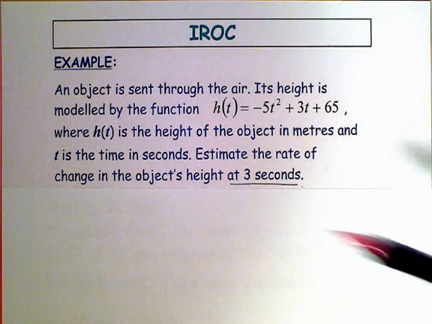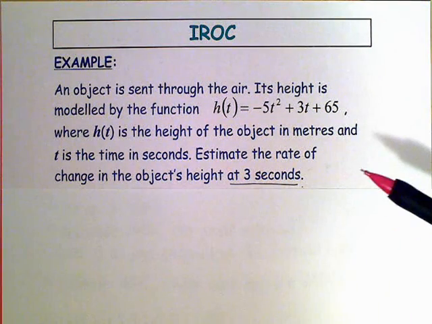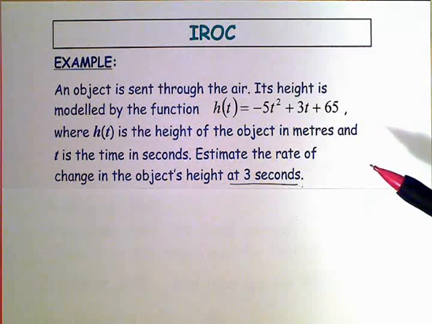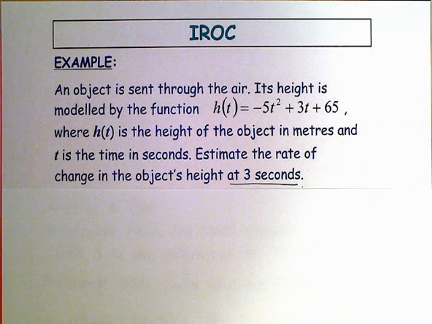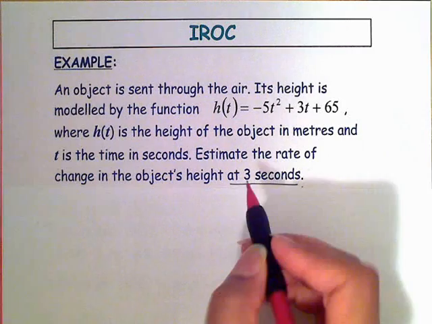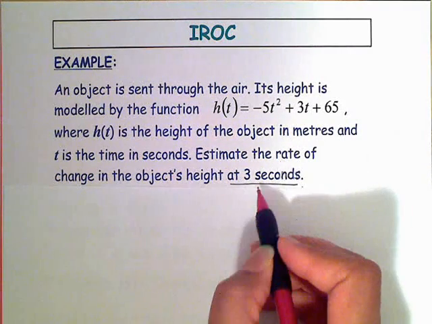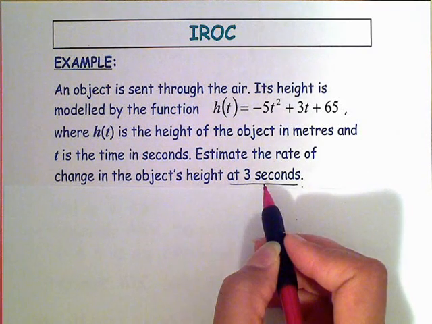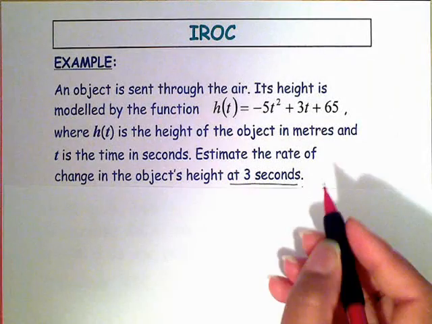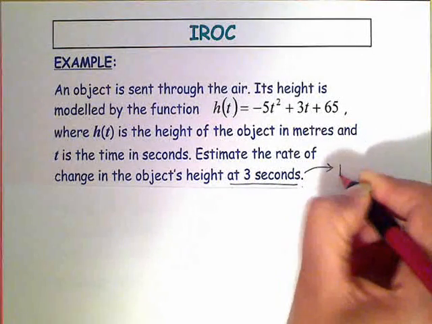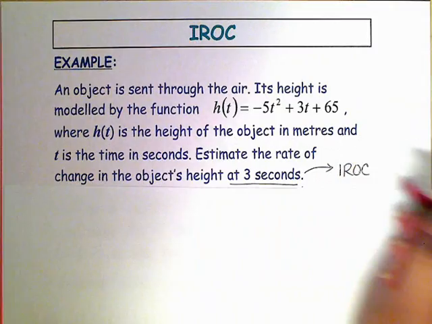So when you're looking at a problem like this, it doesn't indicate whether you're looking at AROC or IROC. But the indication to me that this is an IROC problem is that it's telling you to find the rate of change at one particular time. So this isn't over an interval, it's at a particular instant. So that's how I know that I'm looking at an instantaneous rate of change, or an IROC.